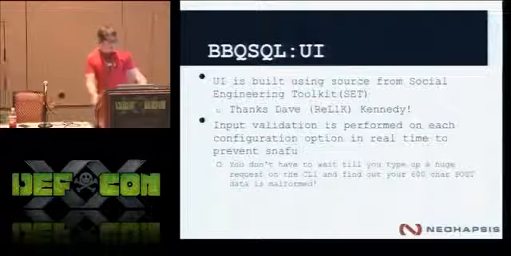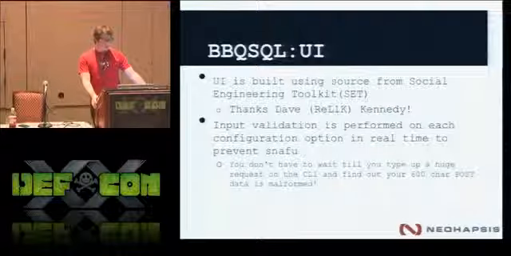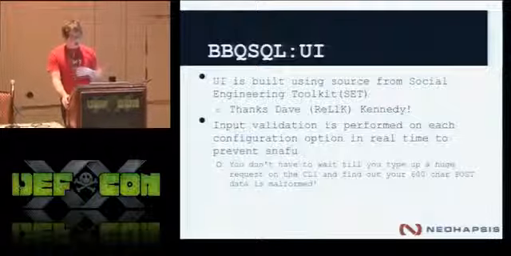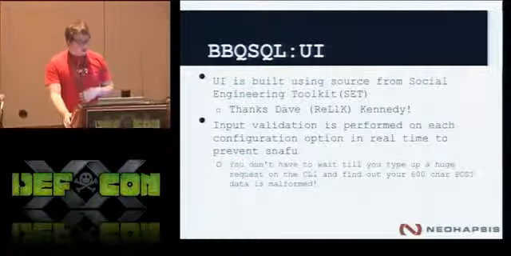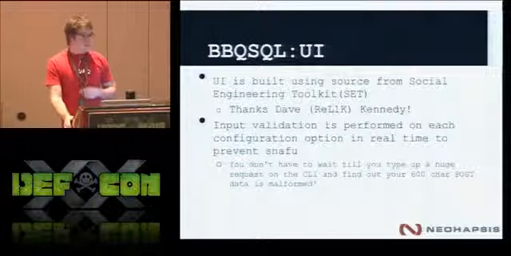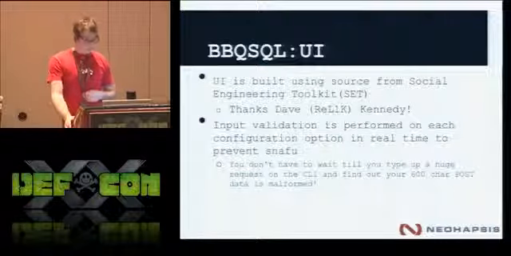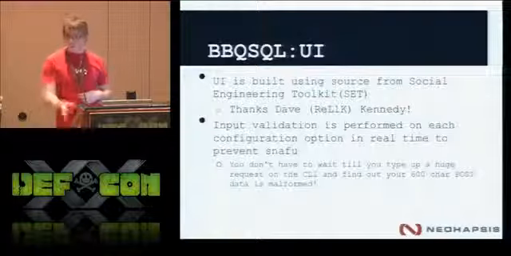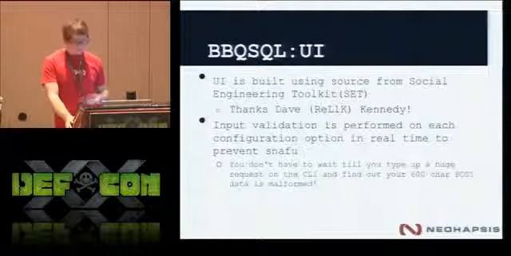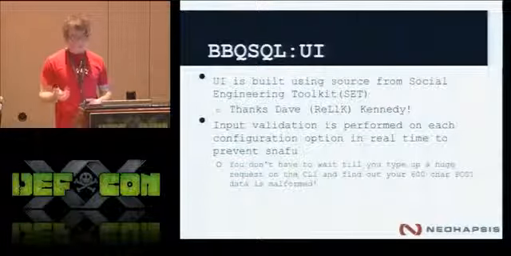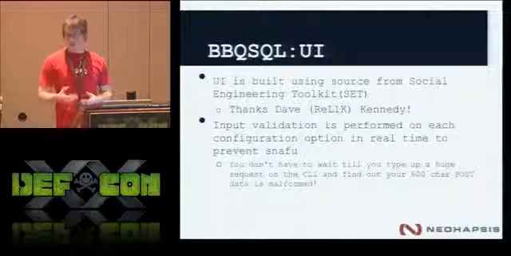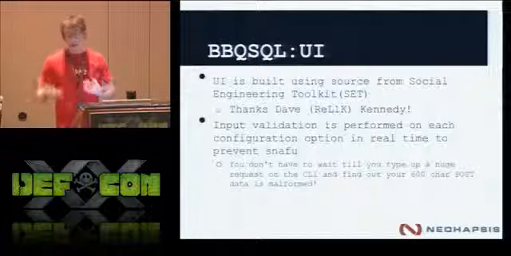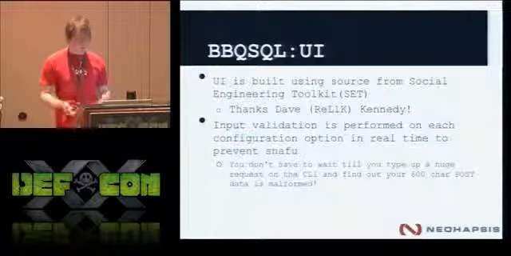So I talked a little bit earlier, but the UI is basically built on the source for the social engineering toolkit. And I also mentioned that input validation is performed on each configuration option. This is really handy, at least we found it to be, because you're setting up these really complicated requests and things can get hairy pretty quickly, right? Especially if you're doing something weird. So by performing input validation on each of those objects within the UI, we can help guide you along the way of building out your complicated request.